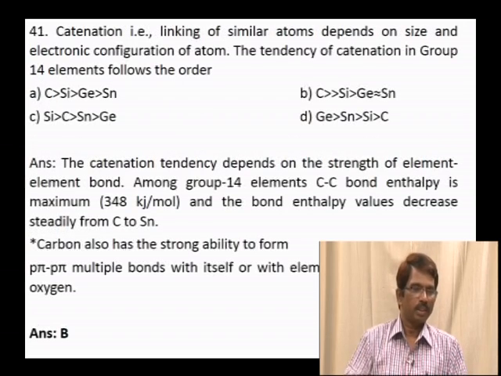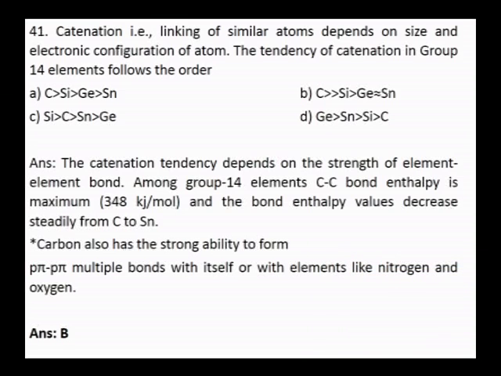Into question number 41, catenation, that is called linking of similar atoms, depends on size and electronic configuration of atom. The tendency of catenation in group 14 elements follows the order.